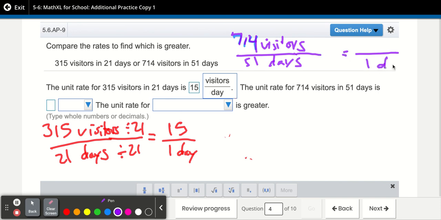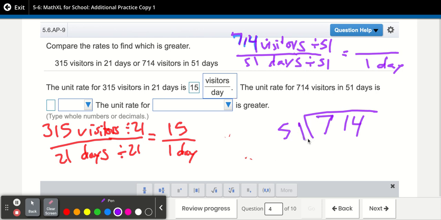We want to know how many visitors for one day. So to do that, we need to divide the top and the bottom by 51. Okay, now I got some space here. Maybe I can do this a little neater. We got 714 divided by 51. Wow, maybe my purple does not want me to draw right now. Well, that goes in there one time.